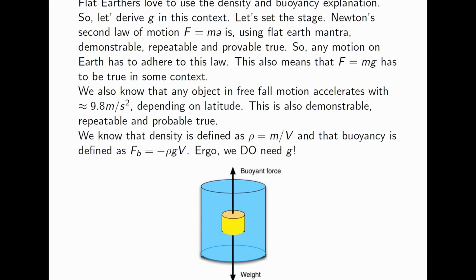We also know, because this is something that I've measured myself, and any flat earther can measure themselves, that any object in freefall accelerates with roughly 9.8 meters per second squared, depending on your latitude. This is also demonstrable, repeatable, and provable. As I've written probable, it should say provably true, not probable. It's provable. We know that density is defined as rho equals mass per volume.